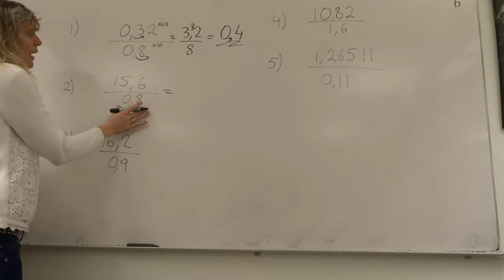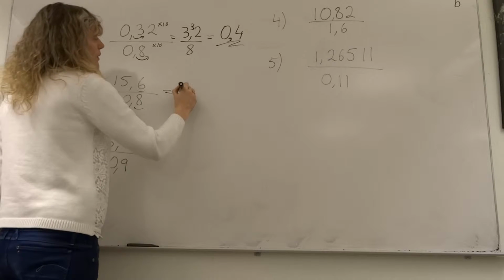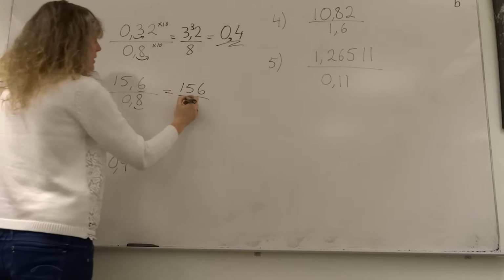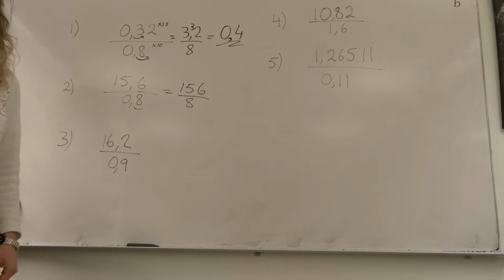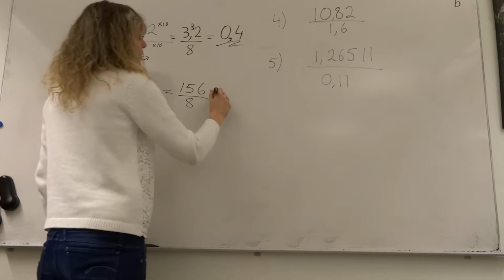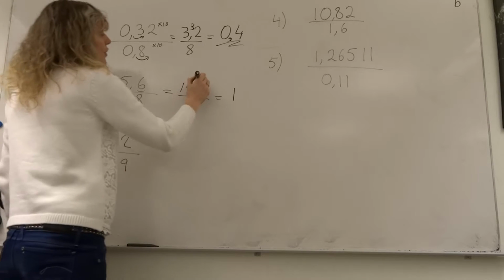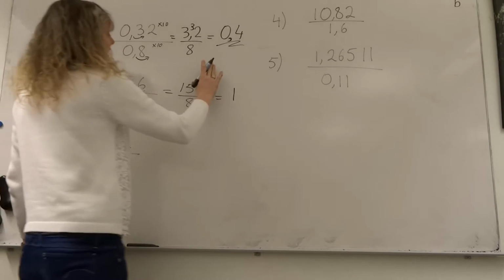Well, we have a decimal point on the bottom, we're not allowed it, we have to move one place to the right. So 15.6 divided by 0.8 is the same as 156 divided by 8. Okay? 8's go into 15 one time. How many left over? 7.